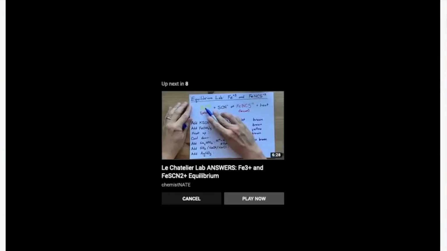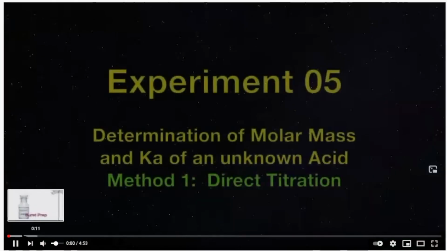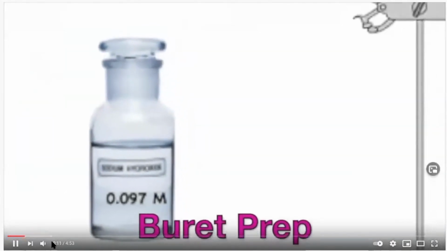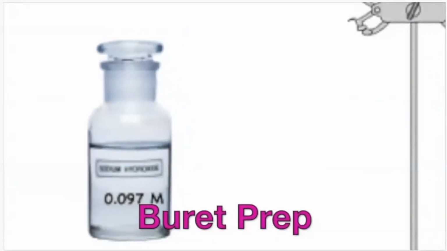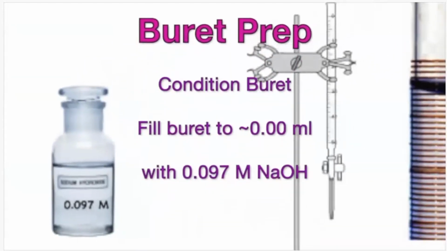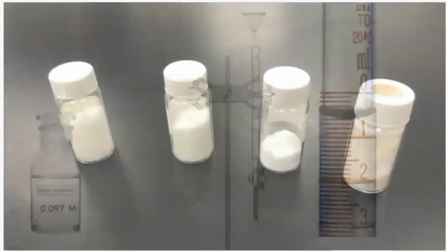Let's go back. Let's take a look at this right here. Titration of an unknown with sodium hydroxide using pH probe. This is method 1, direct method titration. You want to make note of the concentrations because I may give you the concentration, but it's on here in the movie. You got 0.097 sodium hydroxide. That's your base.